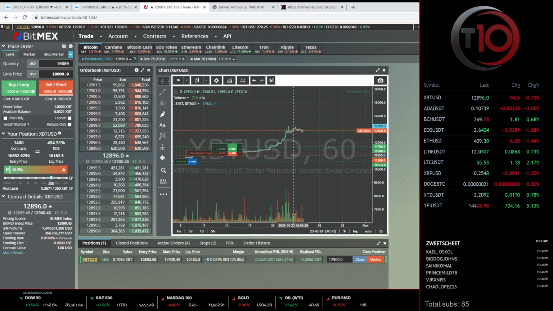And people are saying that, yeah, but cross is so much easier to manage and all that. But it's not necessary to use cross to manage your position.